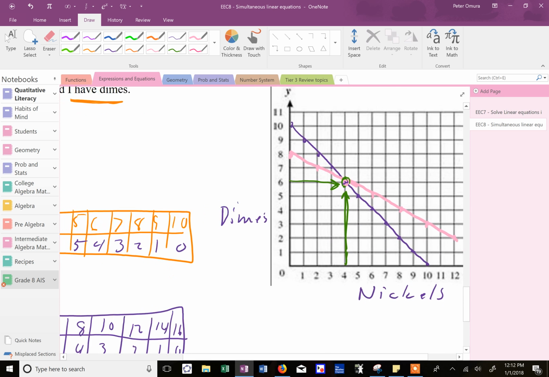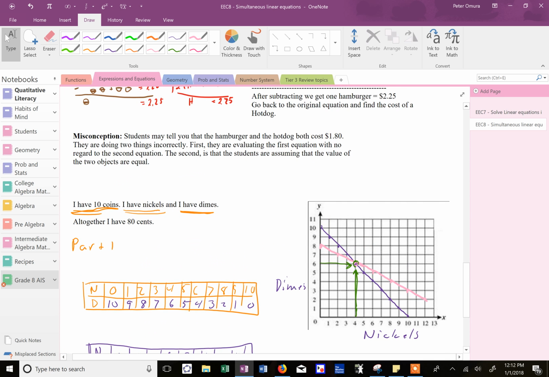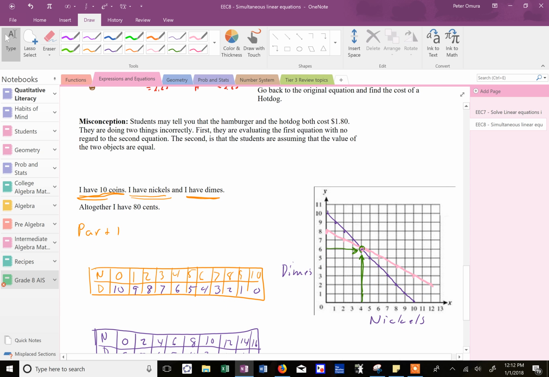So in order for both statements to be true, when I have 10 coins and altogether I have 80 cents, it has to be 4 nickels and 6 dimes. That gives me 10 coins worth 80 cents. And that's it. So that's how you solve this graphically.